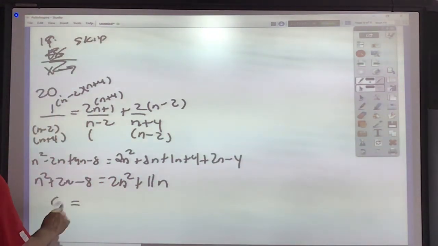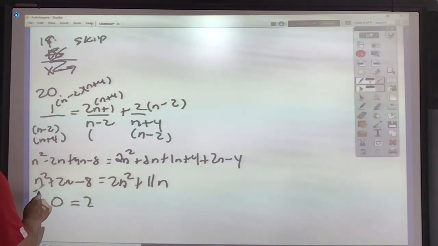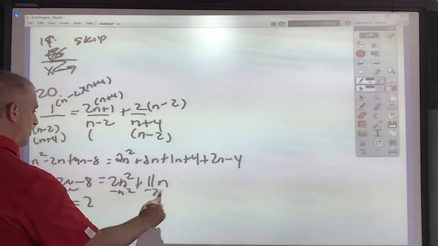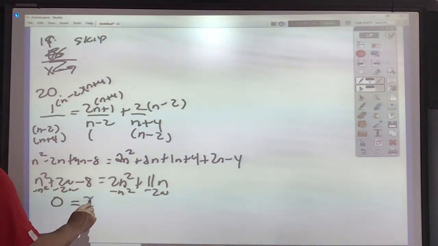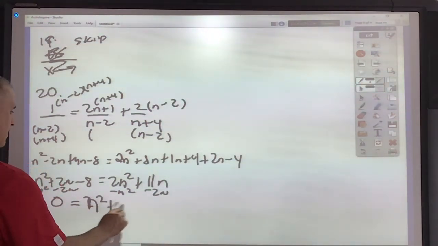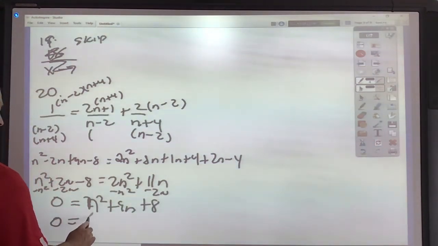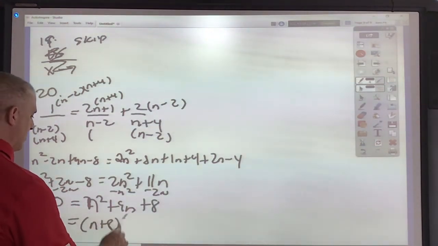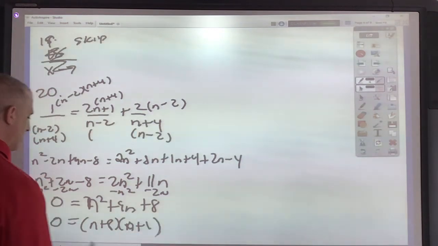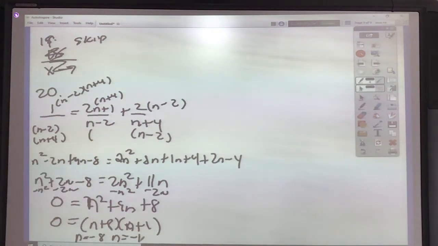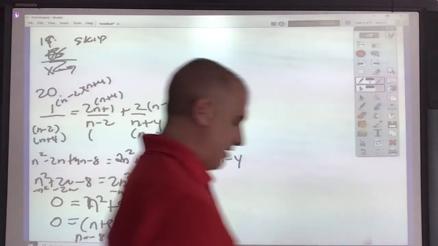Move all these over, that's subtract n squared, subtract 2n, subtract 2n, so that's gonna be n squared plus 9n. Move that negative 8 over, it's plus 8, so that's going to be, if I factor that, n plus 8, n plus 1, so that's gonna be n is equal to negative 8, n is equal to negative 1, which is okay, all right? All right, let's go to 21.